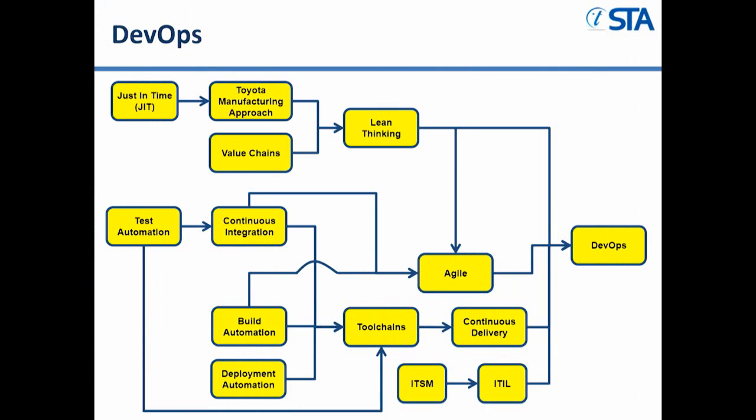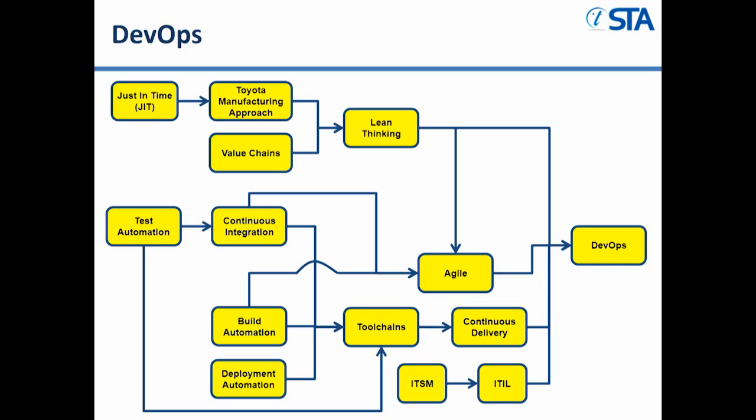Now, some of you will be doing DevOps. What you can see from this model: just in time, the Toyota manufacturing approach, value chains leading to lean thinking. One of the things that feeds into being able to do DevOps. We also have Agile. We have continuous delivery. We have IT service management down here, because apart from this part down here, all of this is development, or practically all of this is development.